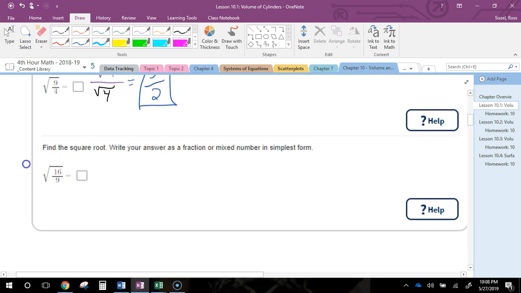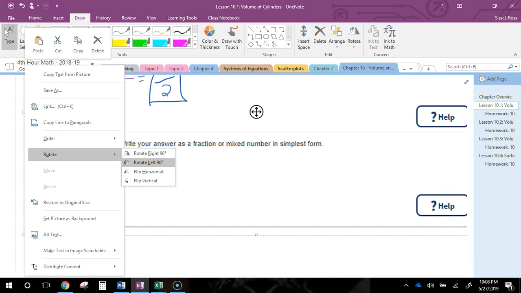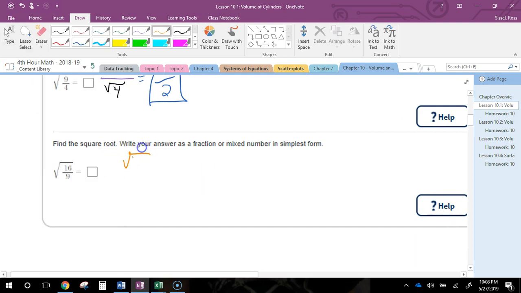Number 2 is the same thing. Go ahead, pause your video, and see if you can get this answer. Hopefully you paused and did this. Let's see if you did it right. I would rewrite this as the square root of 16 all over the square root of 9. The square root of 16 is 4, and the square root of 9 is 3. So I should get 4/3.